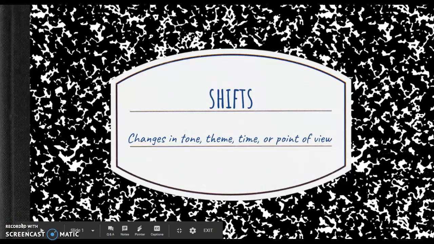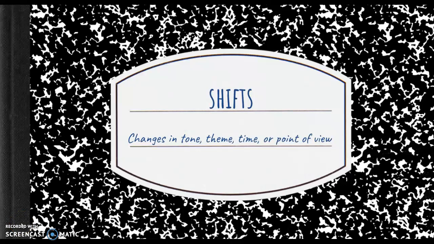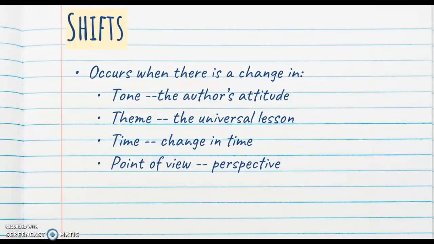In this lesson, we're going to talk about shifts in poems. Shifts are changes in tone, theme, time, or point of view. So a shift occurs anytime there's a change in the tone, which is the author's attitude, the theme, or the universal lesson, the time, and the point of view, which is the perspective of the poet.